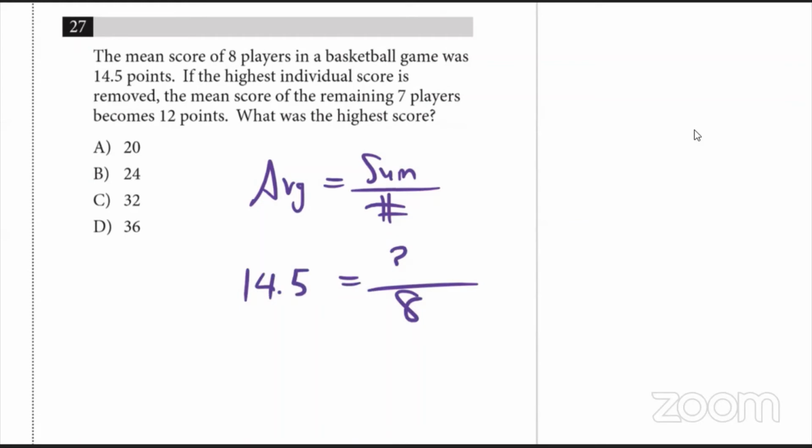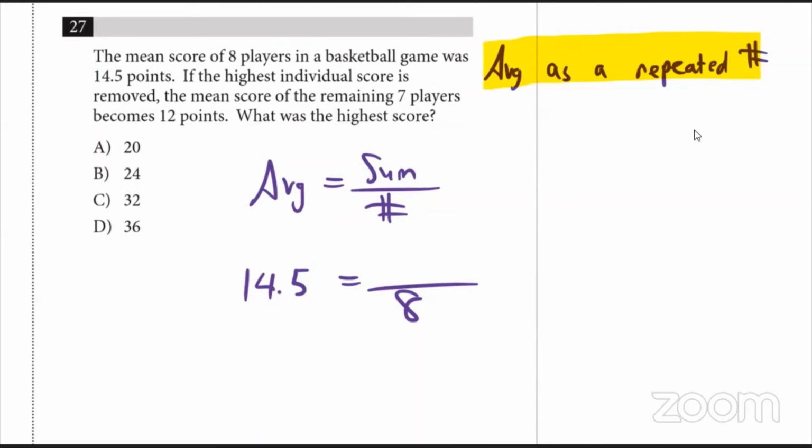But what we're going to talk about really in this question is the concept of average as a repeated number. So for instance, when there are only 7, the mean of the 7 is 12. So I have 7 numbers right there that have an average of 12. We don't know what the individual numbers are, but we do know one thing. If every single one of those 7 players had 12 points, the average would be 12, because the average as a repeated number is kind of easy to figure out.